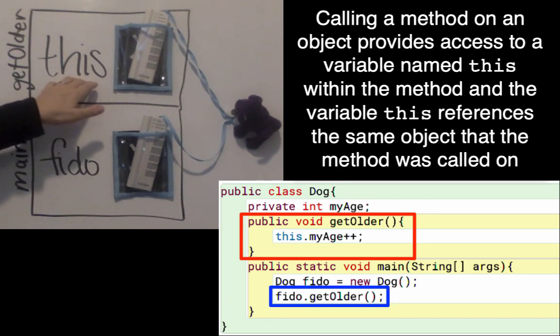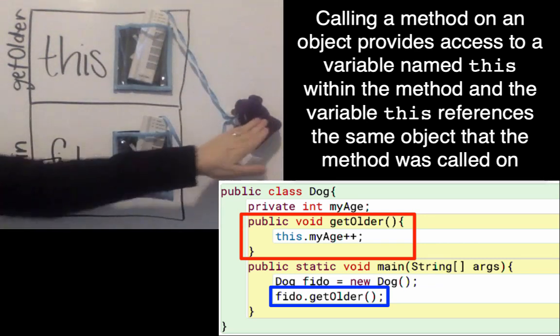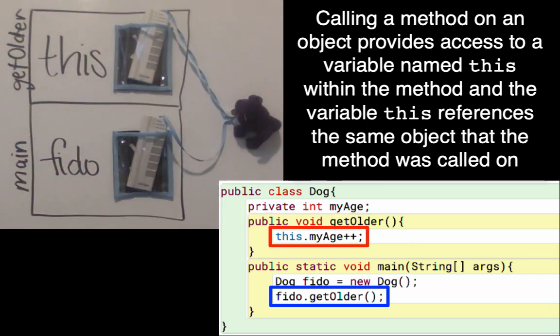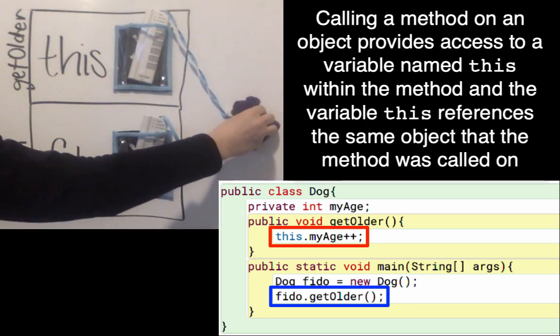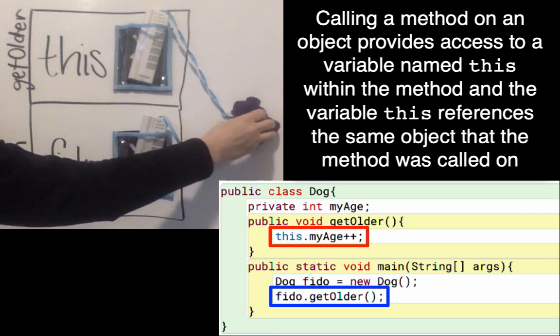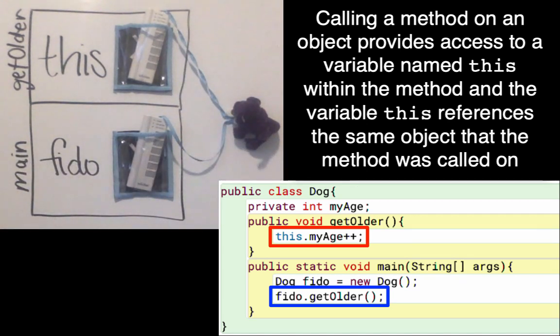Whenever we call a method on an object, we get access to a variable named this, and this references the same object that we called the method on. So it references the same object that fido references. Now inside that getOlder method, I have the line this.myAge++. So there, I follow the reference from this to my dog, and then I add one, that's the plus plus, to its instance variable named myAge.